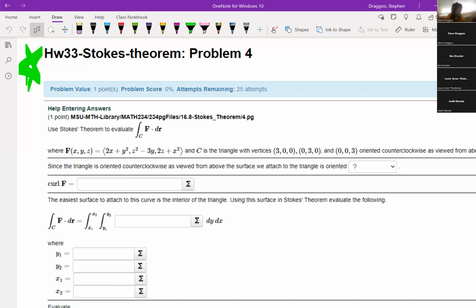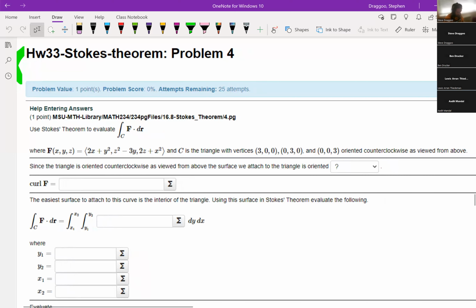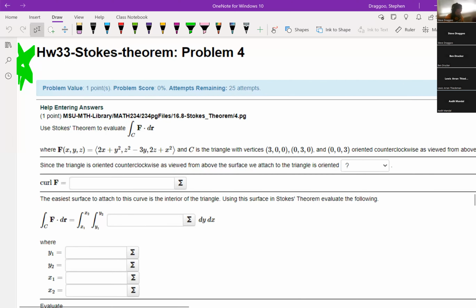We're given a force field F. It's there. I'll come to it when I need it. It tells us what our curve is. It's a triangle that bounces between the vertices (3, 0, 0), (0, 3, 0), and (0, 0, 3). And it's oriented counterclockwise as viewed from above. Since the triangle is oriented counterclockwise as viewed from above, the surface we attach to the triangle is oriented upwards.